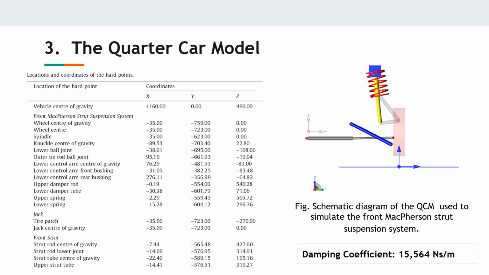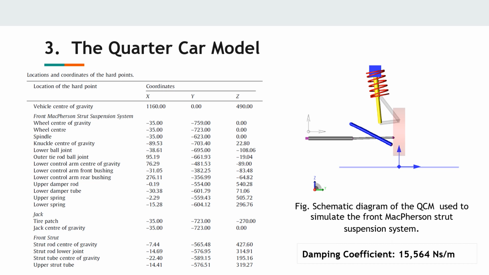The simplest vehicle model used to assess the discomfort due to vibrations is of 2 degrees of freedom and is the quarter car model. Only the vertical motion is considered. The tire is represented by a stiffness, the suspension is represented by a spring and damper in parallel, and the vehicle body as mass. The damping coefficient of the model is 15564 Newton second per meter.